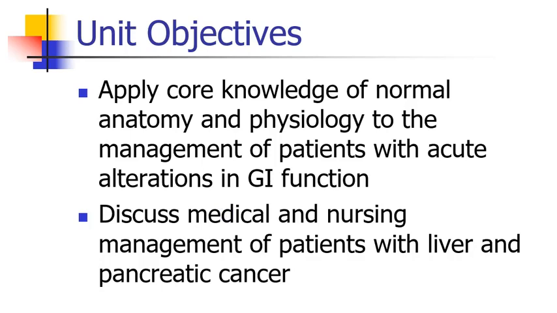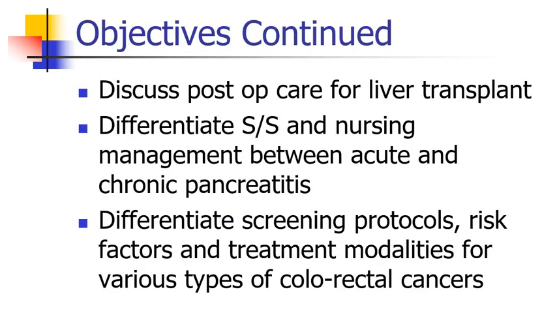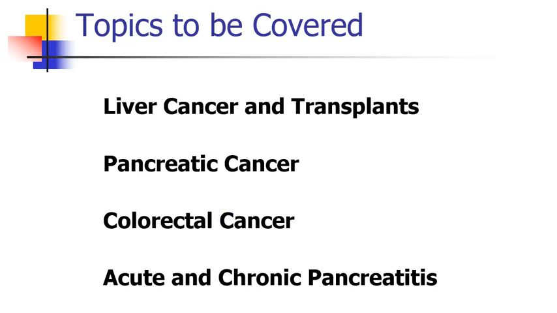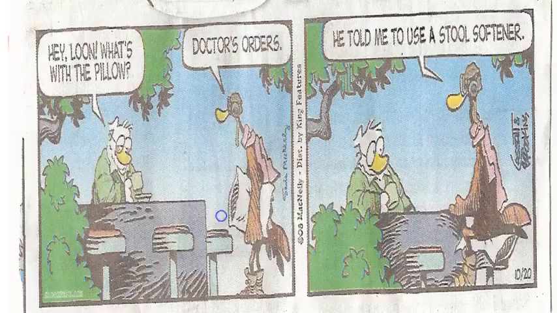Discuss the medical and nursing management of patients with liver and pancreatic cancer. Discuss post-op care for liver transplants. Differentiate signs and symptoms in nursing management between acute and chronic pancreatitis. Differentiate screening protocols, risk factors, and treatment modalities for various types of colorectal cancers. So our topics are going to be liver cancer and transplants, pancreatic cancer, colorectal cancer, acute and chronic pancreatitis.